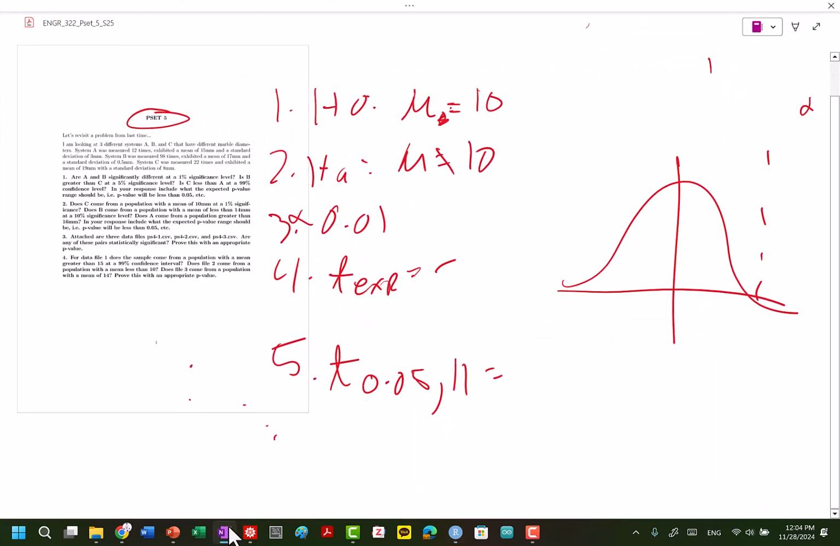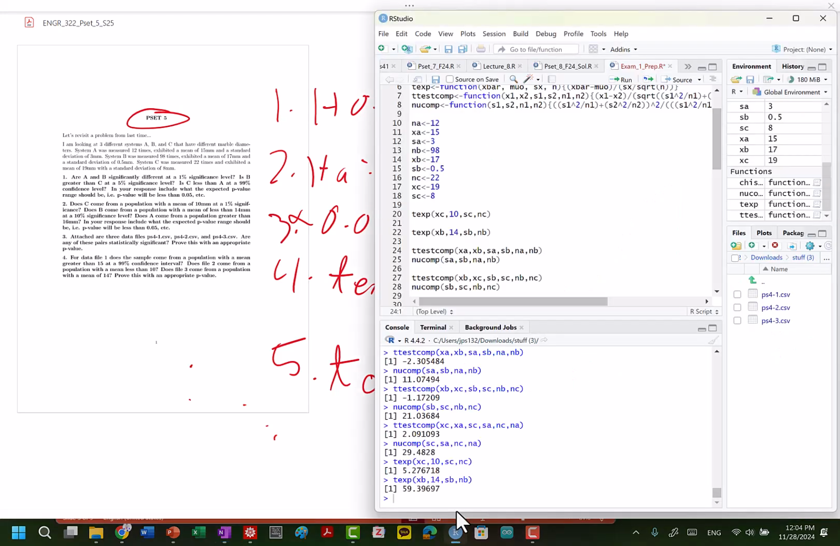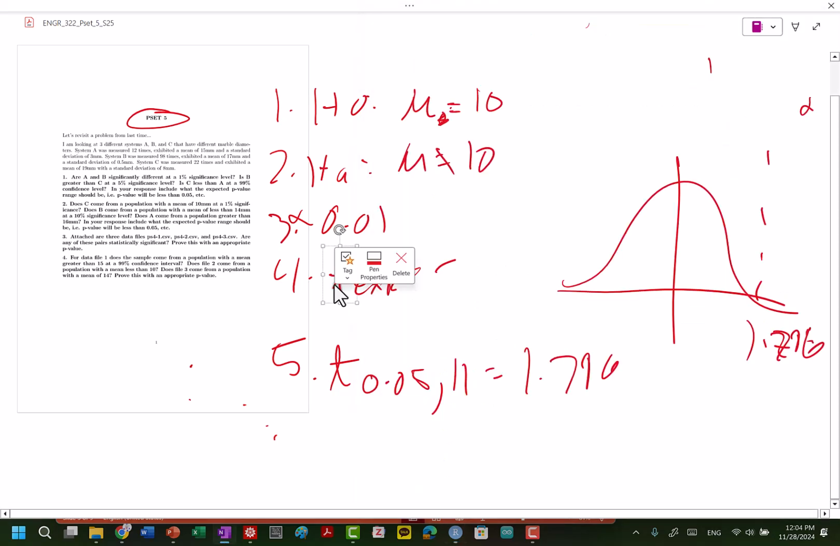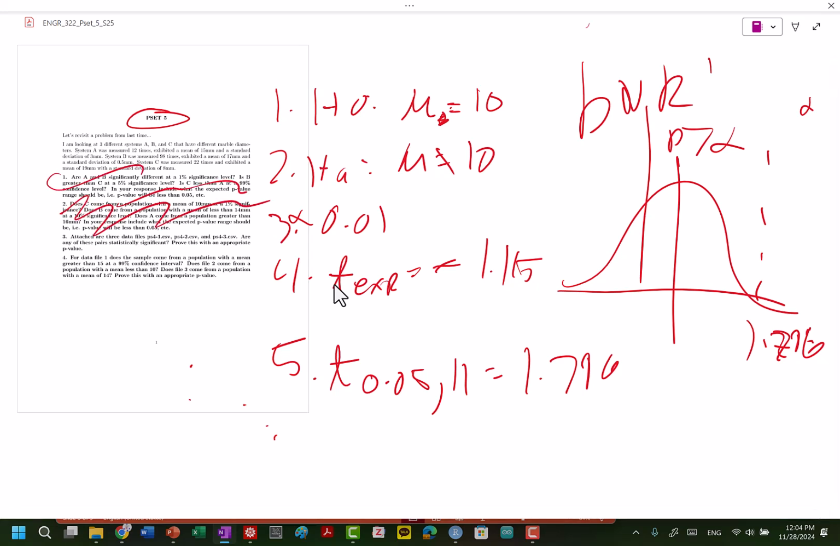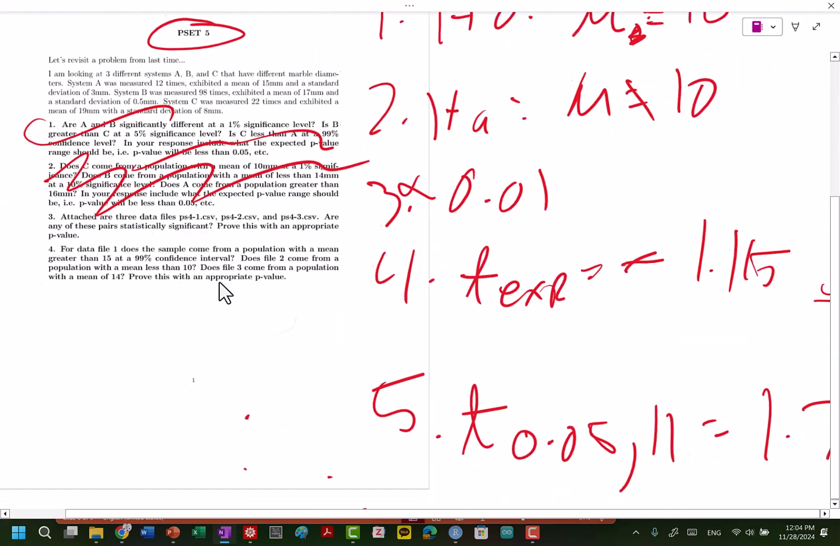Let's go over here. 1.796, and then let's go ahead and calculate. So we're dealing with A, and then what's the value? X of A, greater than 16, X of A, or S of A, everything A, minus 1.15. We're over here. Do not reject. P is greater than alpha. Done, and fantastic.